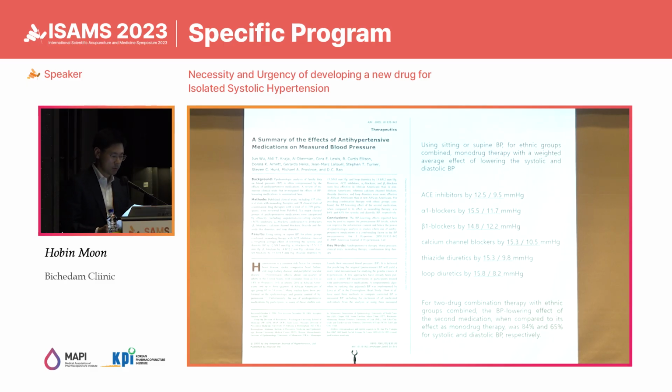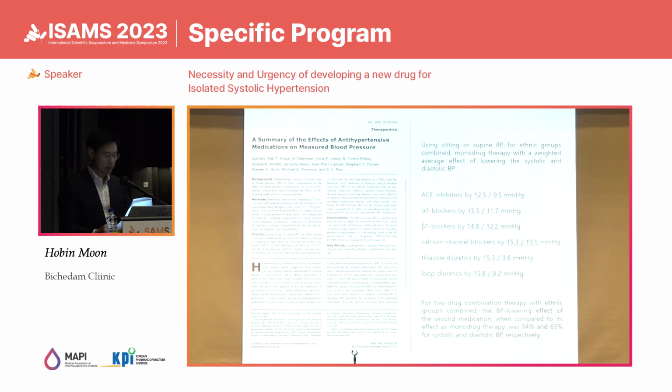Here is a summary of the effect of blood pressure drugs that are now widely used. Calcium channel blockers have been reported to lower systolic blood pressure by 15 and diastolic blood pressure by 10. Similarly, ACE inhibitors and diuretics have been reported to have a similar degree of lowering effect. These antihypertensive drugs have in common that they lower systolic and diastolic blood pressure at the same time.